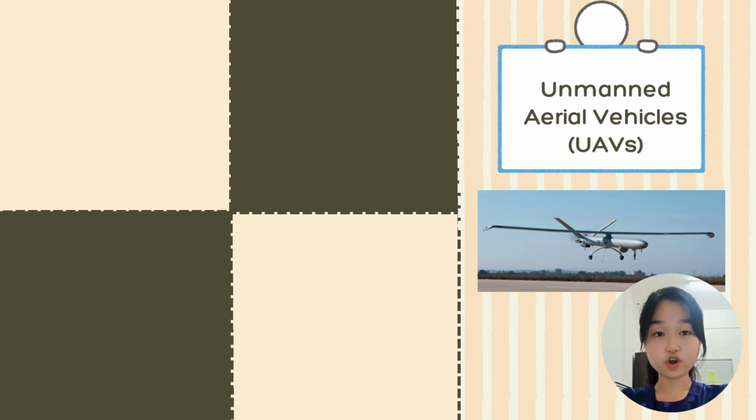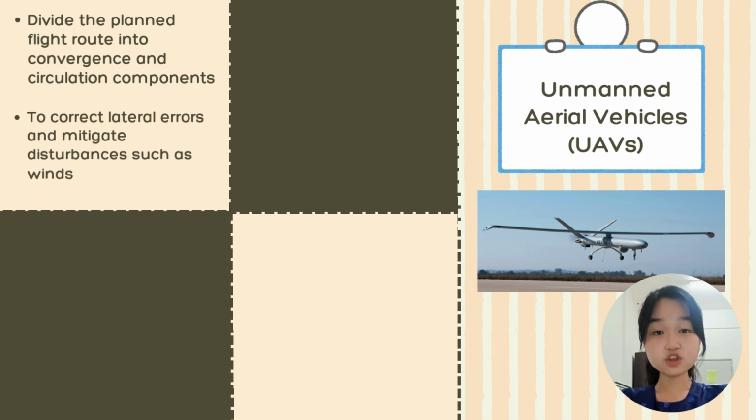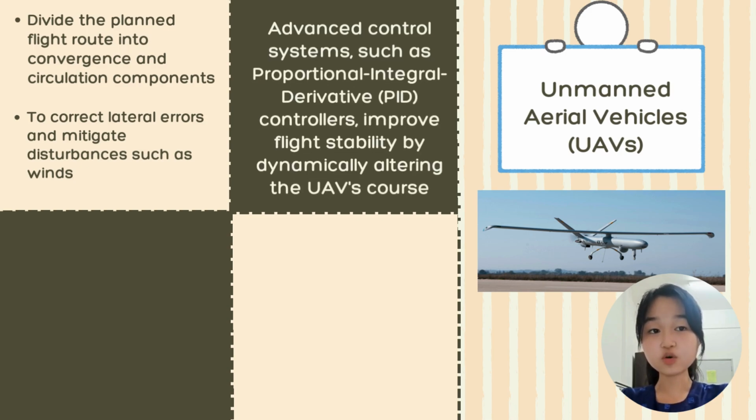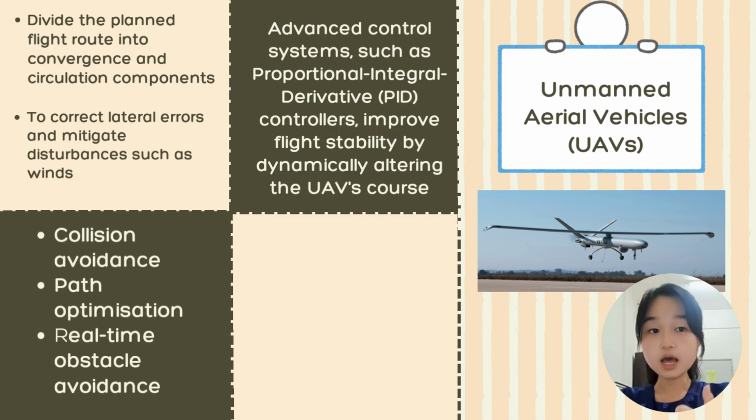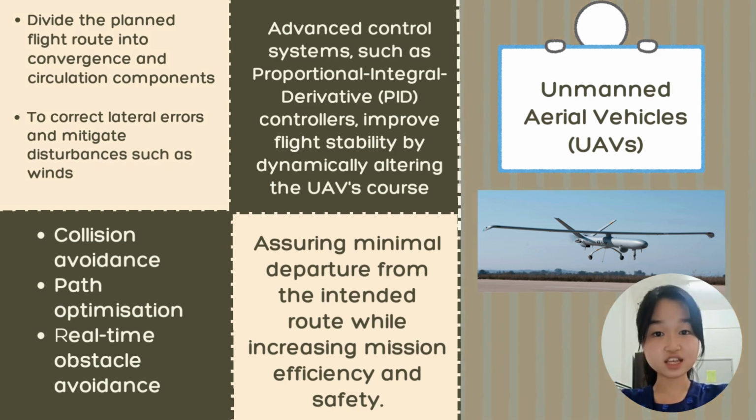Additionally, the vector field approach divides the planned flight route into convergence and circular components, allowing the UAV to correct lateral errors and mitigate disturbances such as winds. Advanced control systems such as proportional integral derivative (PID) controllers improve flight stability by dynamically altering the UAV course. These vector-based computations are essential for collision avoidance, path optimization, and real-time obstacle avoidance, assuring minimal departure from the intended route while increasing mission efficiency and safety.